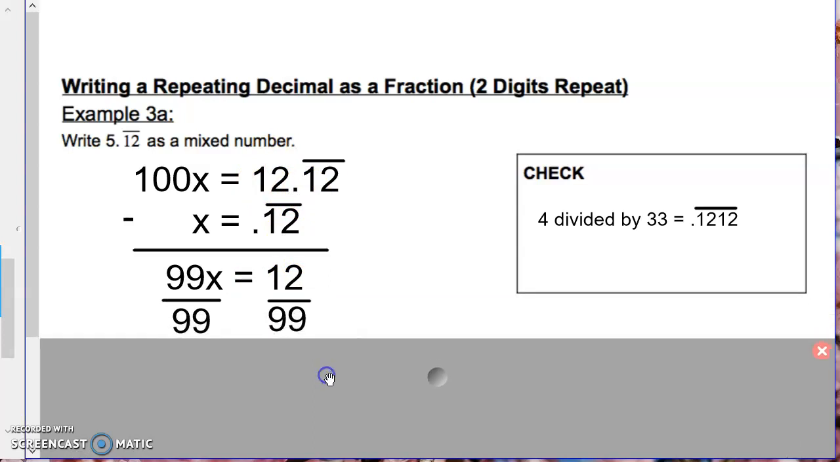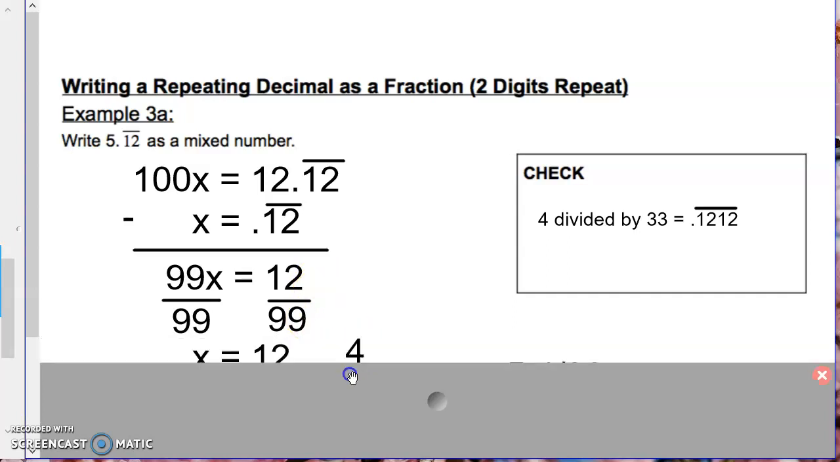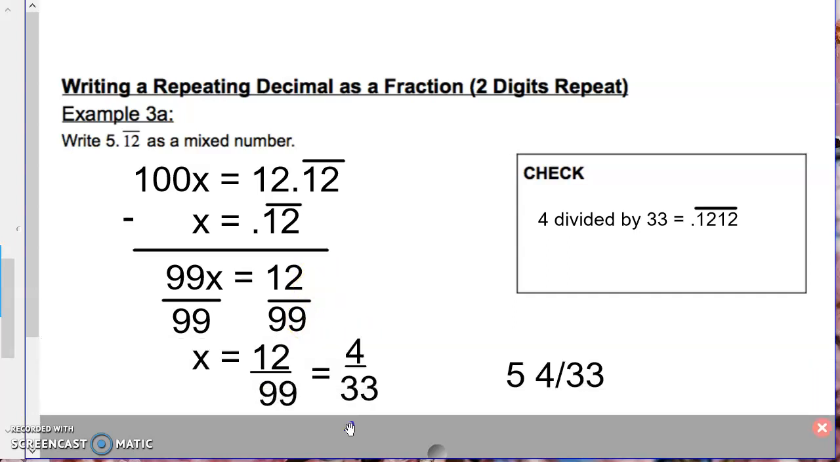Then I divide by 99 on both sides, so the 99s cancel, and I have 12 99ths. But 12 99ths can be reduced. You can divide by 3 on top and bottom, and that gives me 4 33rds. So 5 and 4 33rds would be the mixed number for 5.12 repeating. So 4 divided by 33 is 0.1212 repeating.